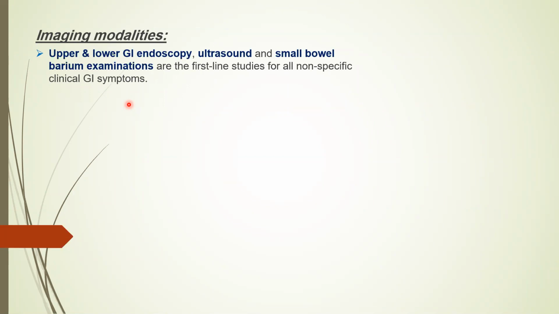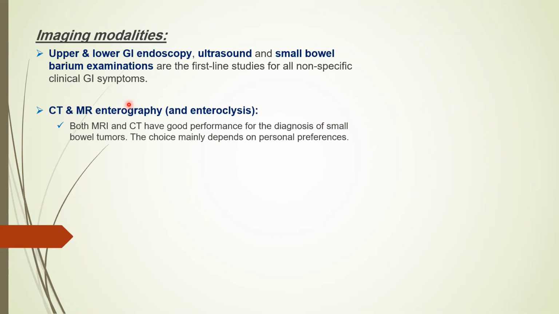The imaging modalities: endoscopy, ultrasound, and the barium study are usually the first-line study for all non-specific clinical GI symptoms. We also have CT and MR enterography and enteroclysis. Both have good performance in the diagnosis of small bowel tumors. The choice mainly depends on personal preferences.